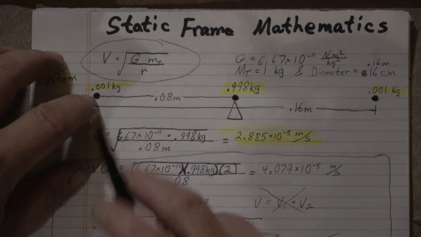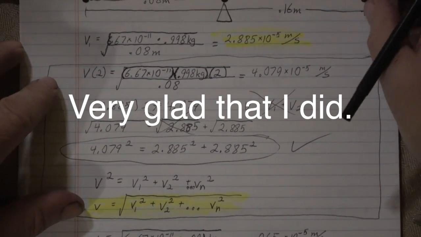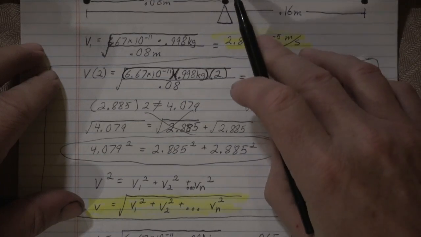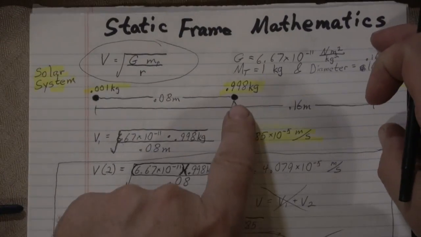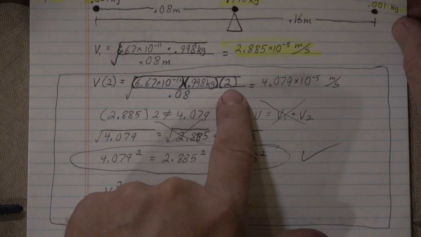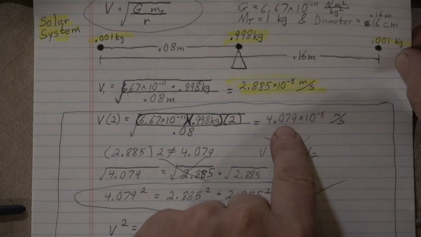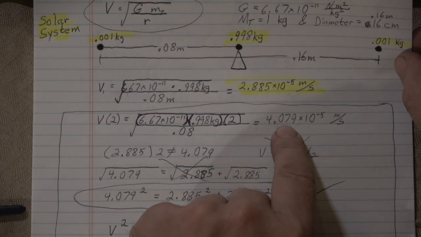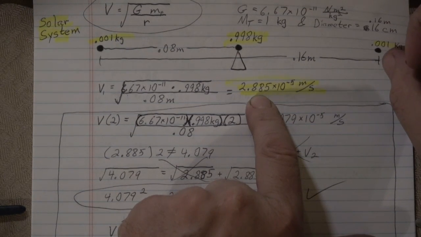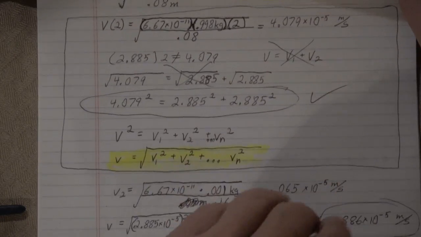And I did so and thought about it and said, hey, wait a minute, I better check the math on that. And I'm sort of glad that I did, because what happens is when I double this mass here, and I'm putting a 2 here to double that 0.998, I get this number right here, and it is not twice that number. So something is definitely wrong. You just can't add your final velocities together. You have to do some other method.